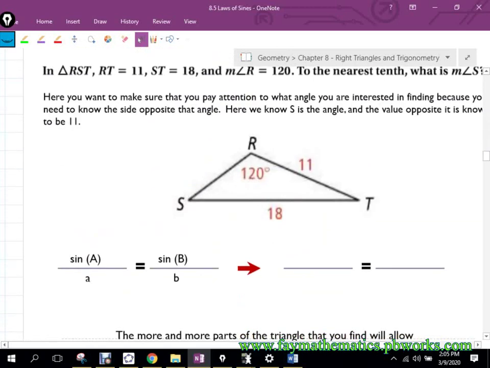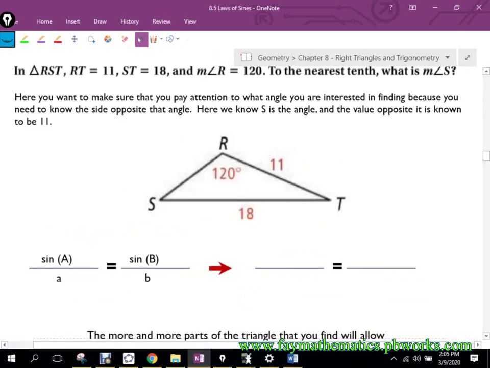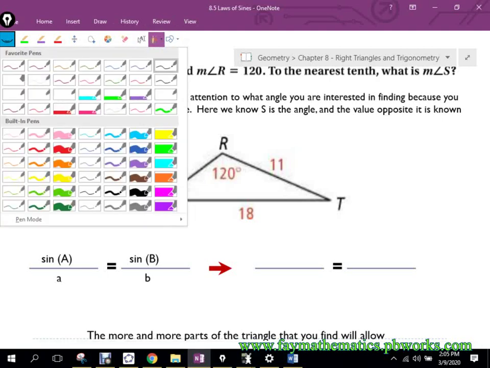Let's draw this picture. Don't write any of this verbiage out. Just write the picture down, and we'll do another example.